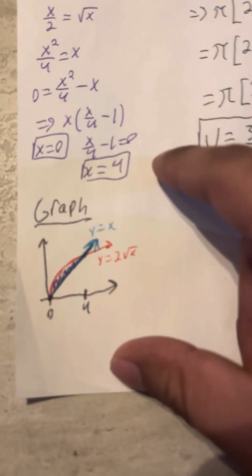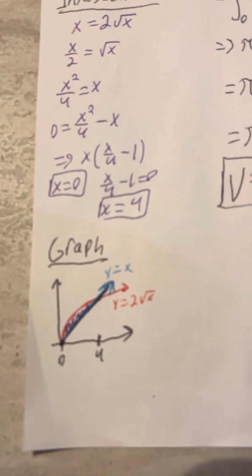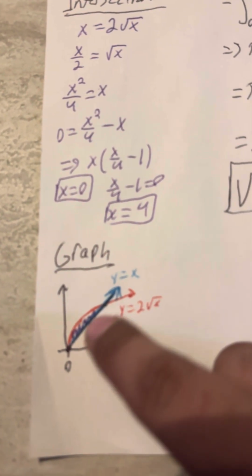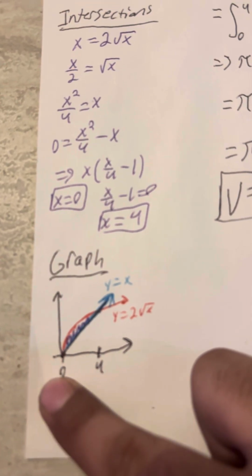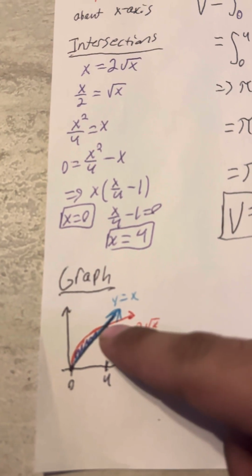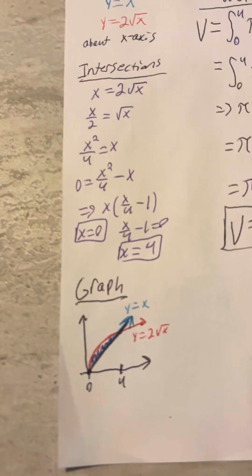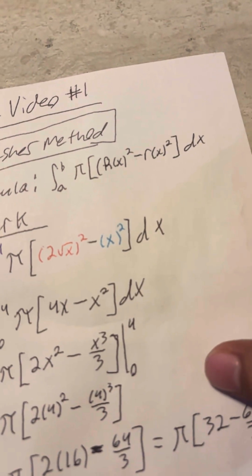Here's a little graph to show how my functions interact with each other. And so I see they intersect at 0 and 4, and we're going to rotate that region across the x-axis, and we have to find the volume of that shape. And this is the formula that we'll use.